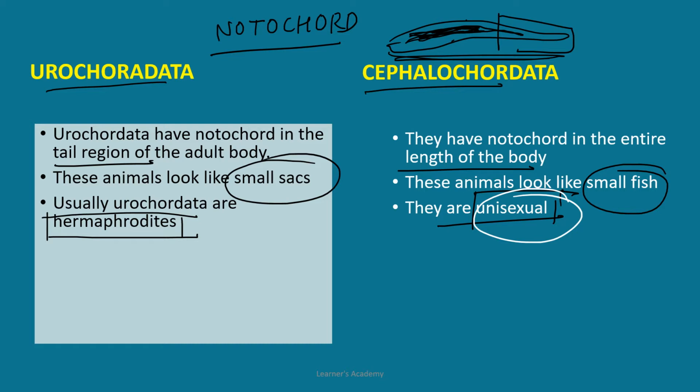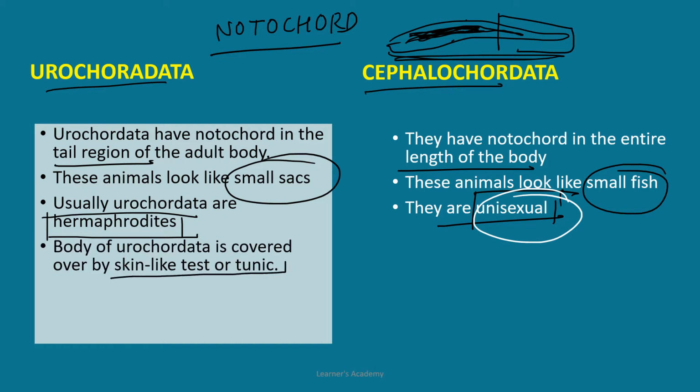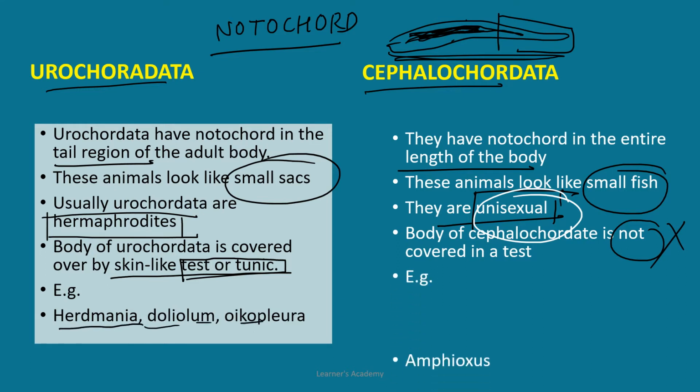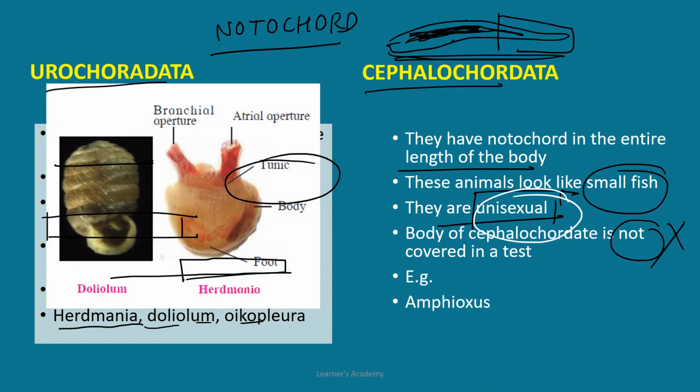Now in case of urochordata, the body is covered over by a skin-like test or a tunic-like structure, whereas in cephalochordata, there is no tunic, the body is not covered in a test or a tunic. Now examples of urochordata are Herdmania, Doliolum, Oikopleura, whereas an example of cephalochordata is Amphioxus. All right, so I'm showing you the pictures also so that you can relate to them.